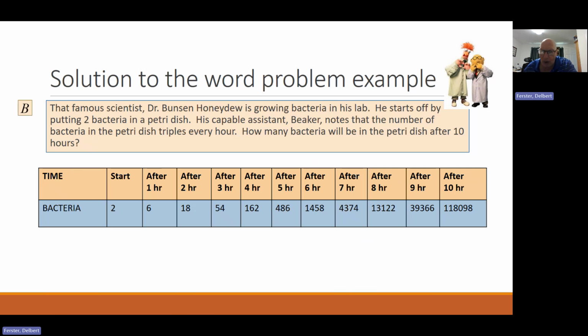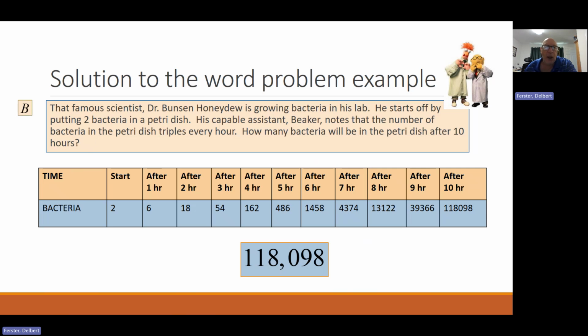And again, notice that in every case, as you move from one hour to the next hour, in effect from one column to the next column, the number of bacteria is tripling. So after 10 hours, you can see there's a pretty large number of bacteria in that petri dish, 118,098. So I love the little chart. If you're a chart mechanism kind of person, it helps organize your calculations.